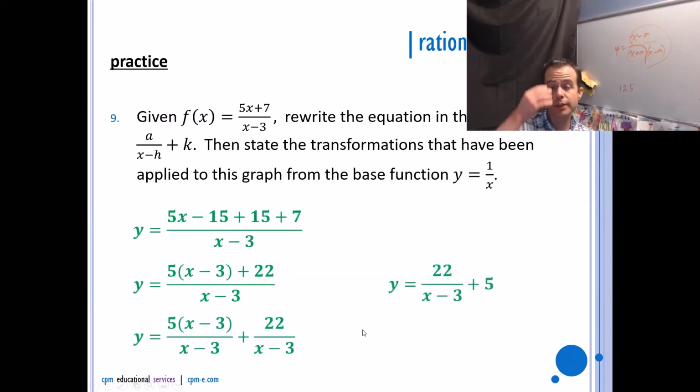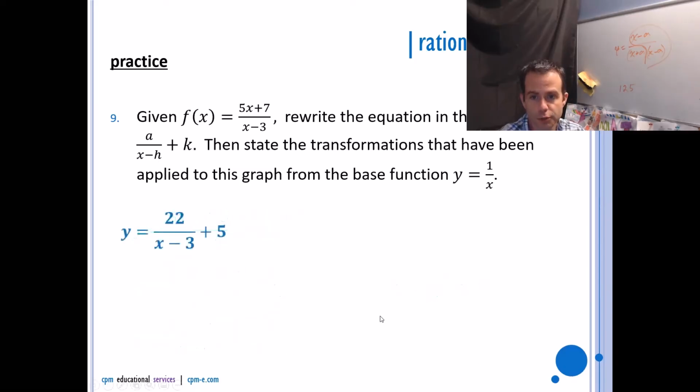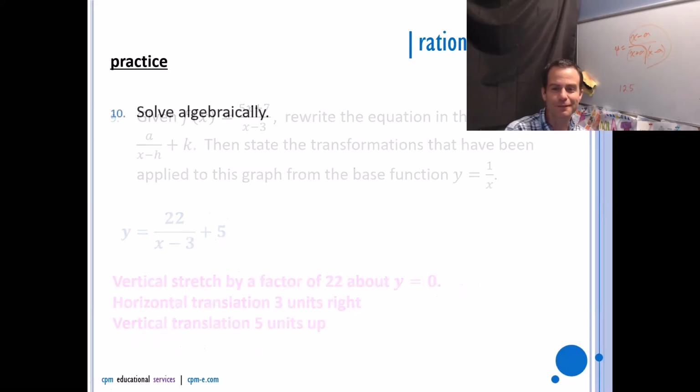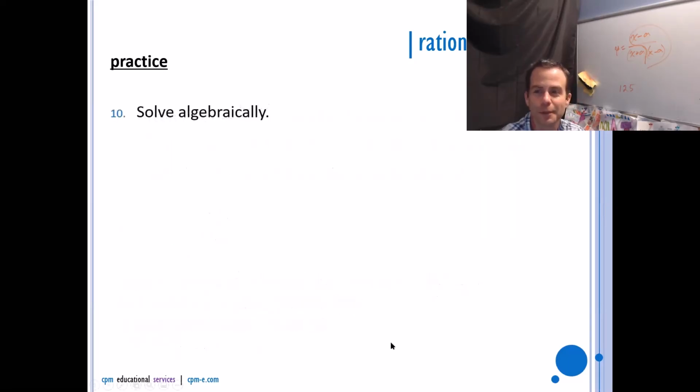Okay, so now to state the transformations, again, we're doing this on the base function y equals 1 over x. I have a vertical stretch of 22 about the line y equals 0, or about the x-axis. A horizontal translation 3 units to the right, and a vertical translation 5 units up. Okay, so we're going to solve this algebraically.